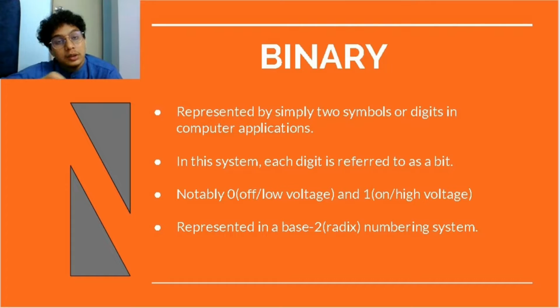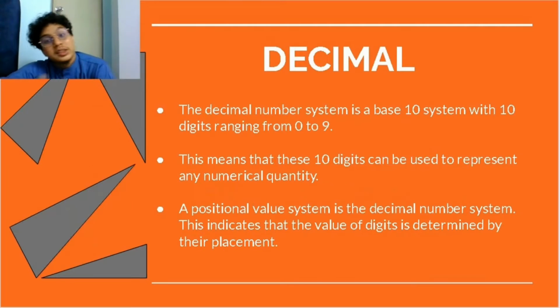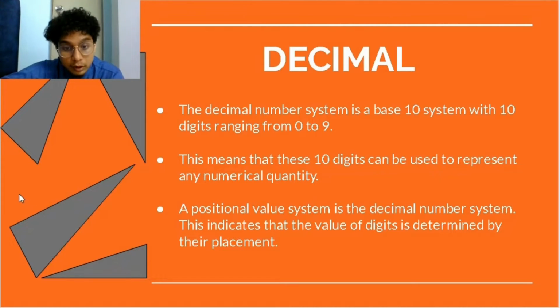When there is low voltage, the computer will recognize it as 0, and the other one, the number 1, is recognized when the computer receives a high voltage. This also means that it has a base of 2. So going on to decimal. Decimal has a base of 10, which is from 0 to 9, like we normally use. That means that it has all the numerical quantities.